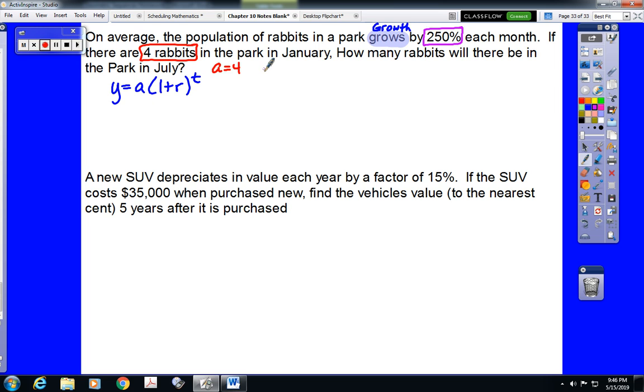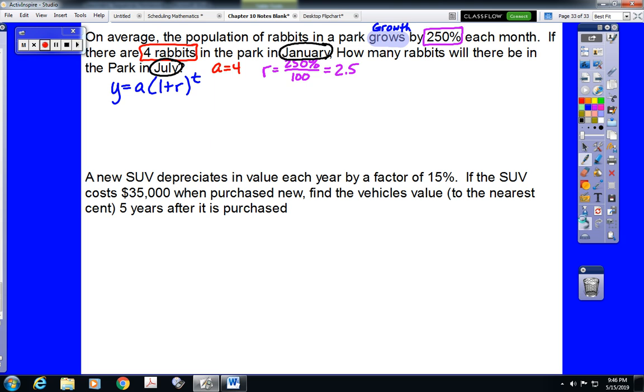So again, we need to be careful here. R is 250%, but we need to convert that to a decimal, so we divide by 100. That is 2.5. The first time we've had a rate that's bigger than 1. And then finally, we need a time. Now, time is tricky. Time is given by these 2 words, January and July.